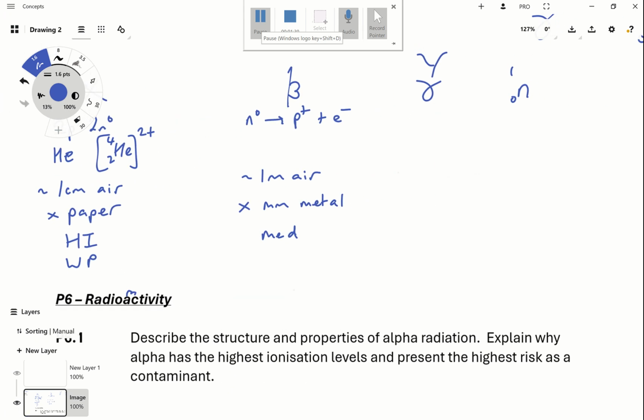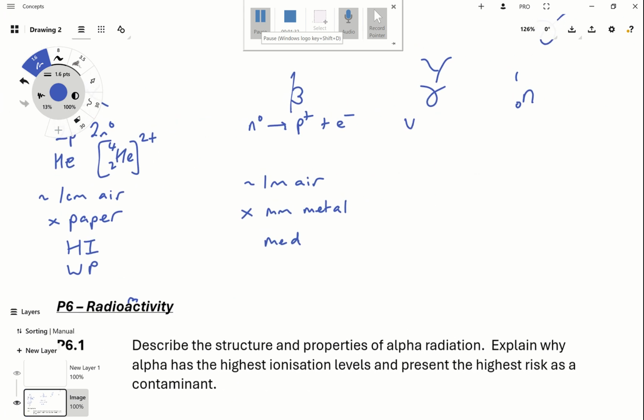And then just go into gamma. This is a very high frequency electromagnetic wave. So, and just make sure you got that very in there. So no mass, it's light. It can go 100 plus metres in air, and it needs several centimetres of lead to stop it.